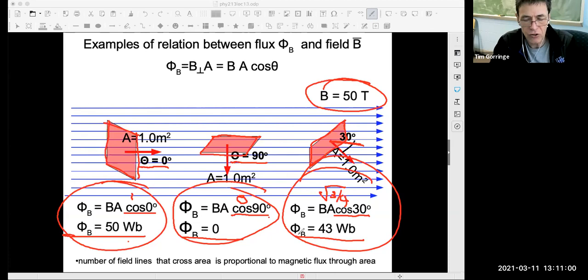So that's an illustration. The last slide was an illustration of how the flux depends on the field strength. This is an illustration of how the flux depends on the orientation of the surface.